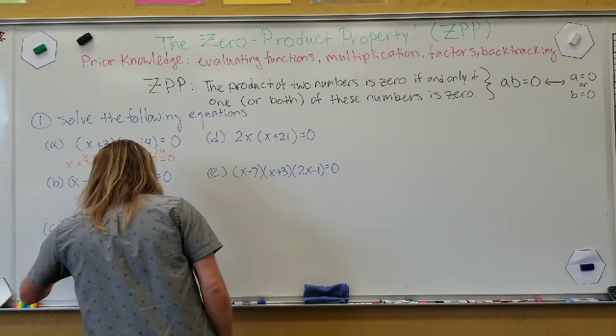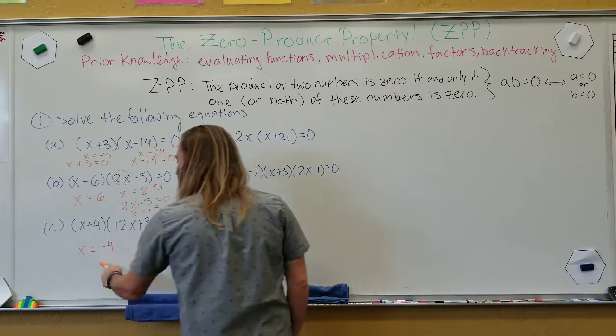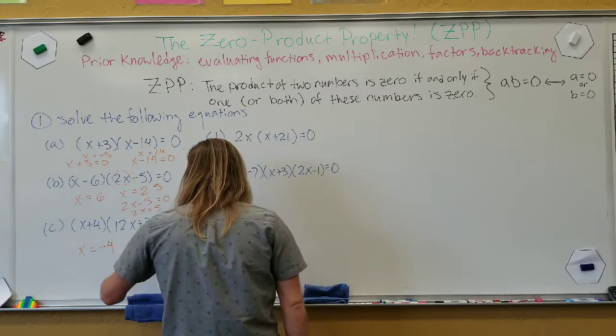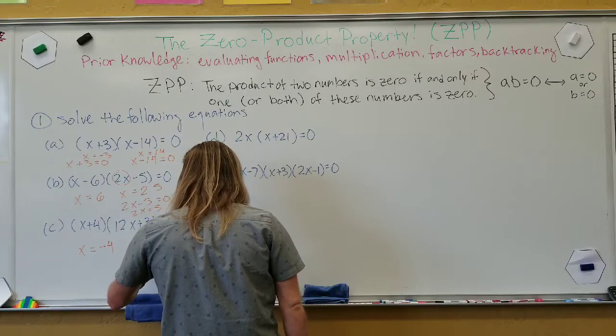So let's solve this one. You should get x equals negative 4 for that left piece, and if this one's again a little bit hard to do in your head, you can just solve it on the side.